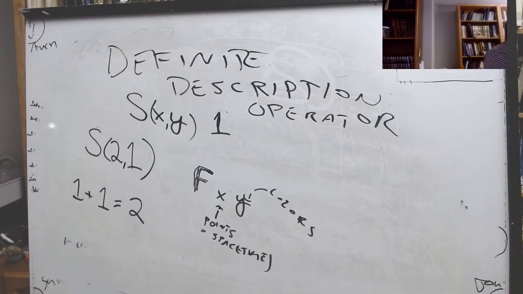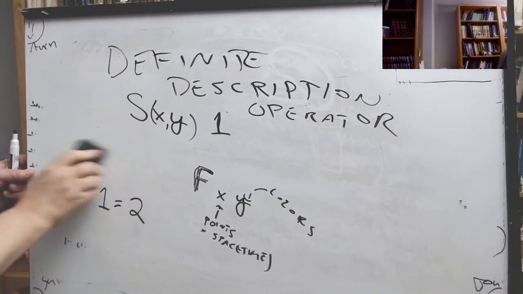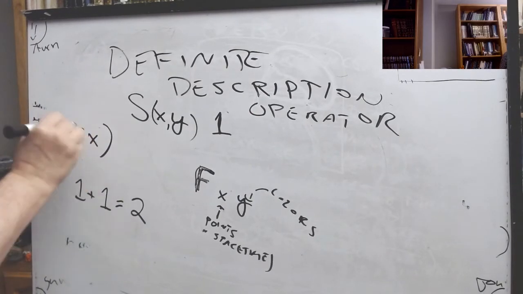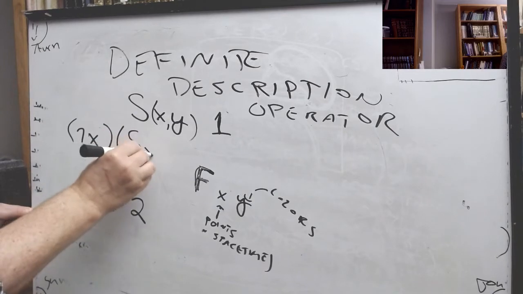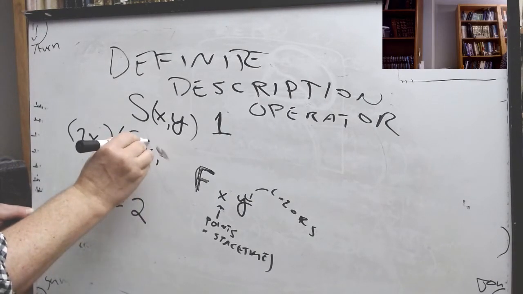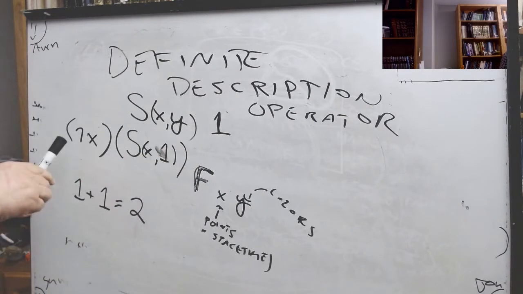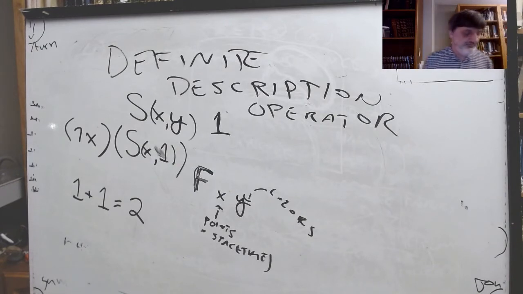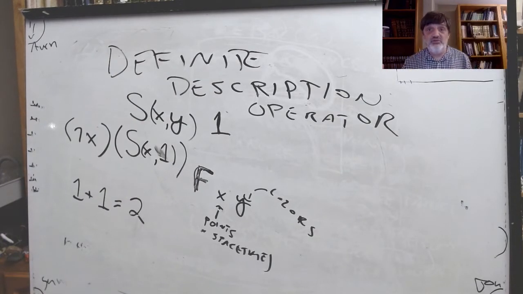So really, to define 2, you need to say something like: 2 is, this is where the definite description operator comes in, the x such that x is the successor of 1. The one and only number which is the successor of 1. That's the name of a number, and now I can put it in here. 1 plus 1 equals the one and only number that's the successor of 1.